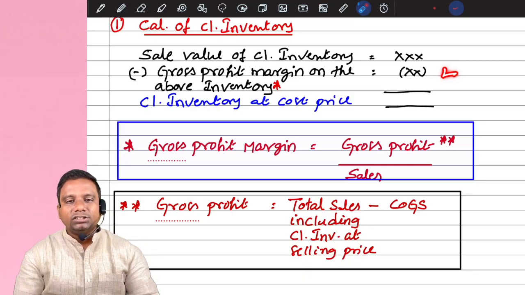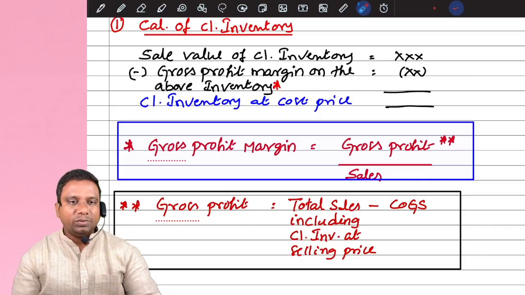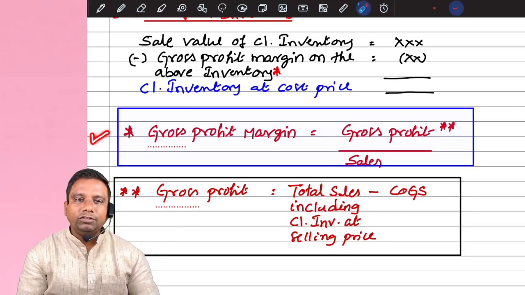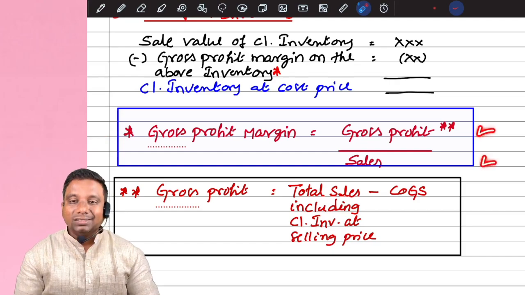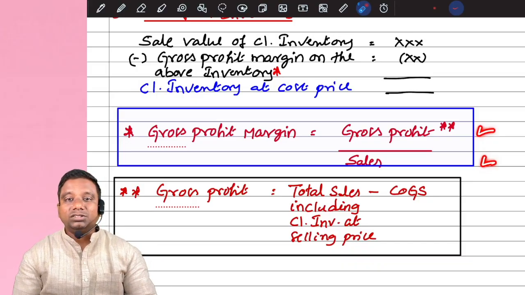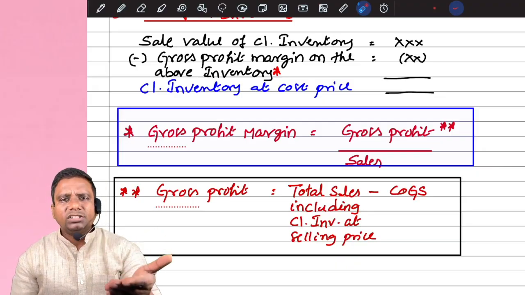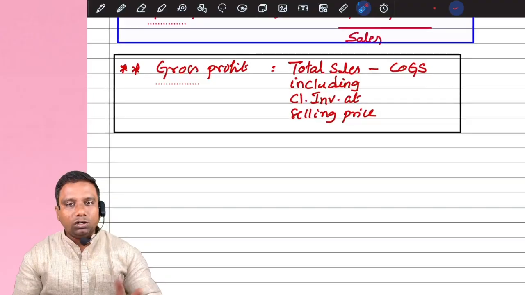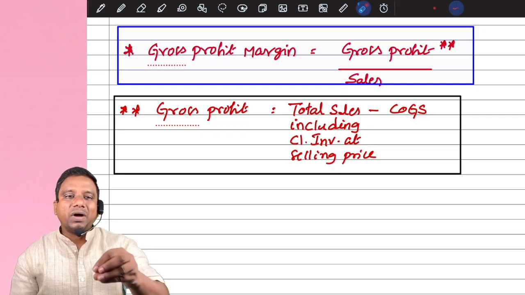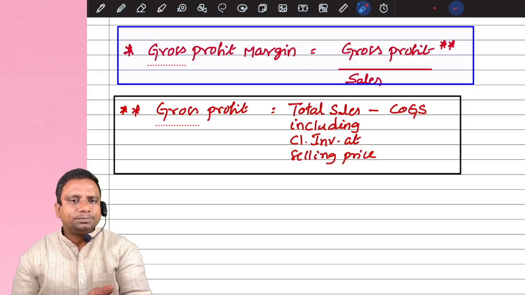Here the question comes, sir, how can we get gross profit margin? Sometimes the gross profit margin is given in the problem itself. Otherwise, you should calculate it. The formula for gross profit margin is gross profit divided by sales. Here again the problem comes, how do we get the information about gross profit? If you don't have any information about gross profit, then calculate. Gross profit is nothing but the difference between selling price minus cost, that is, sales value minus cost of goods sold, or cost value.